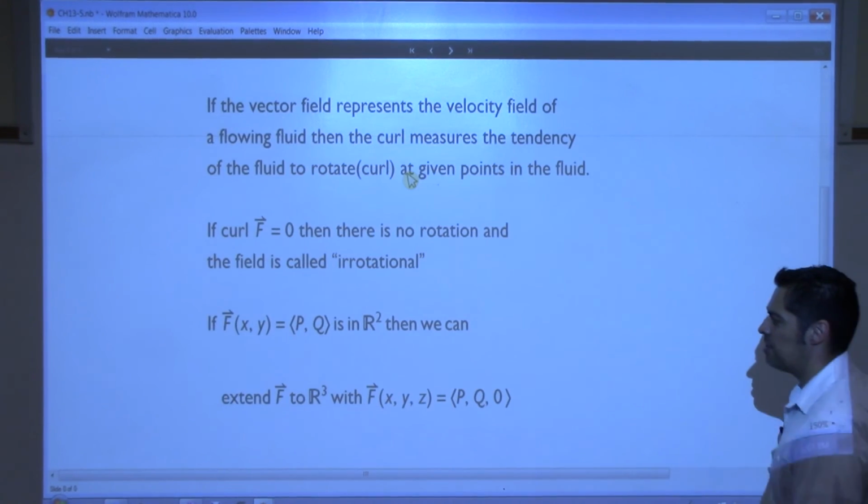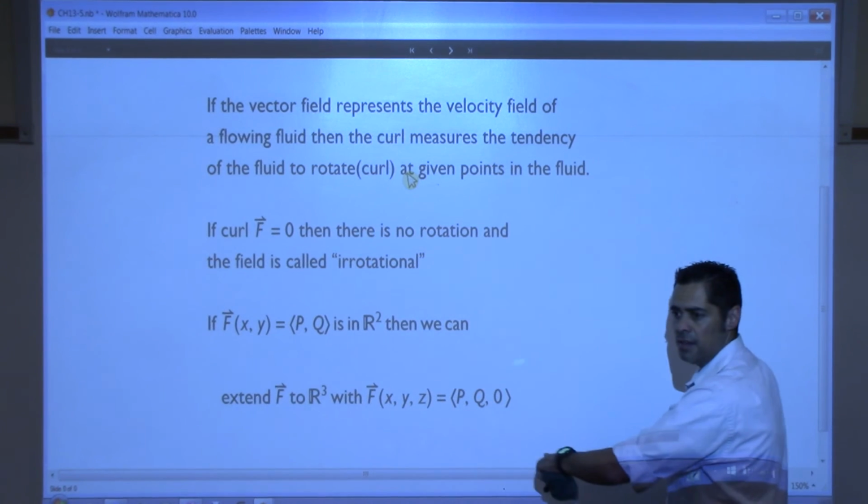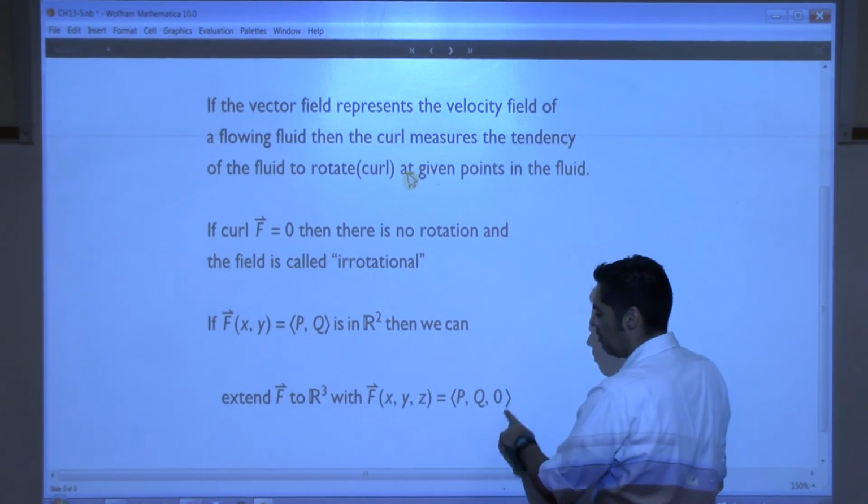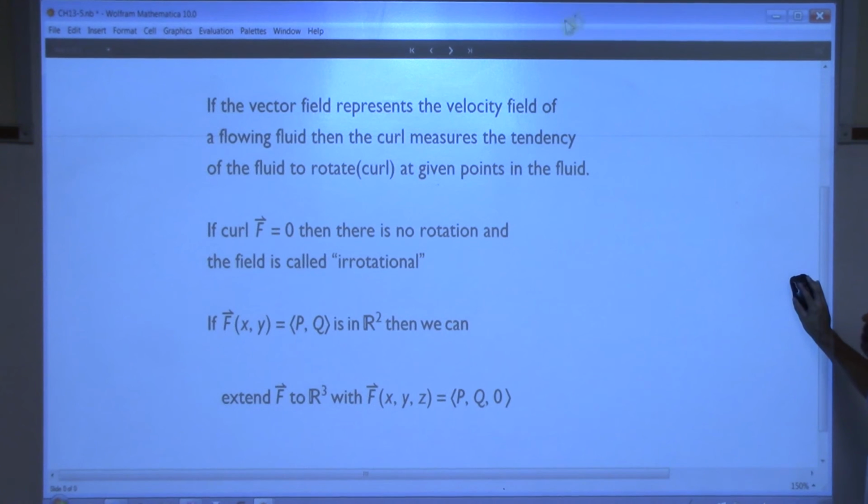This just talks about extending the vector field, like I just said. If you extend a vector field from 2 dimensions to 3, you just always let your z component be 0.